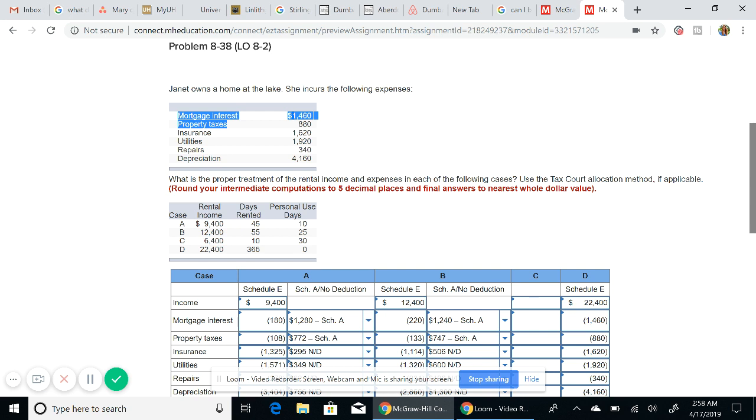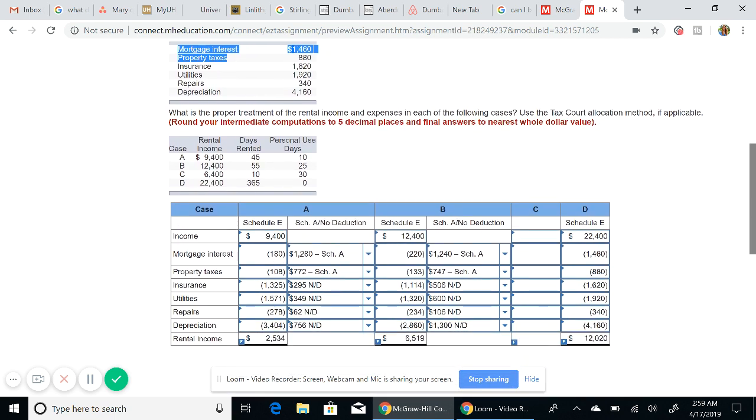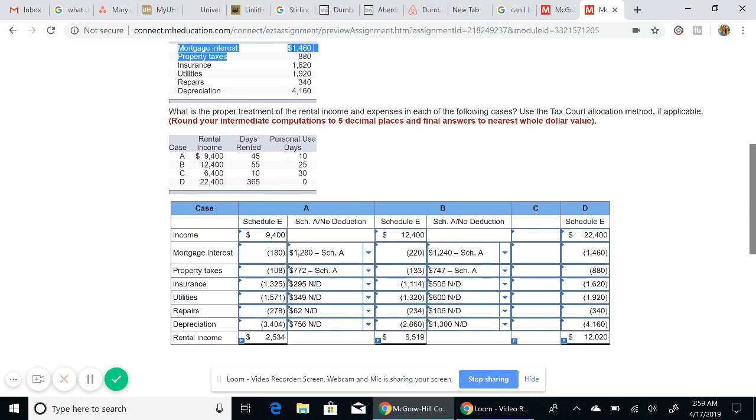If a property is rented less than 15 days, meaning 14 days or less, then you don't have to report the income. You don't report anything, no income or expenses. If you rent for more than 14 days, or you use it for personal more than 10% of the rental days, then it's considered part rental, part personal. Anything rented more than that is considered primarily a rental. Again, you'll have different numbers, but you can refer to this to fill it out. I hope that helps clarify these different methods.